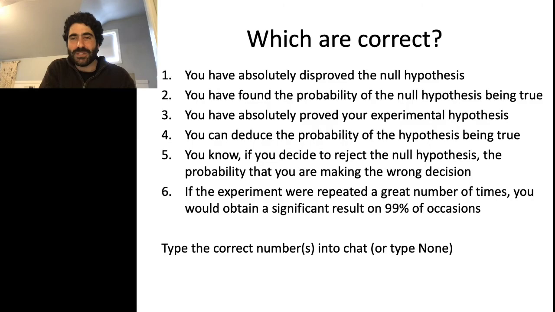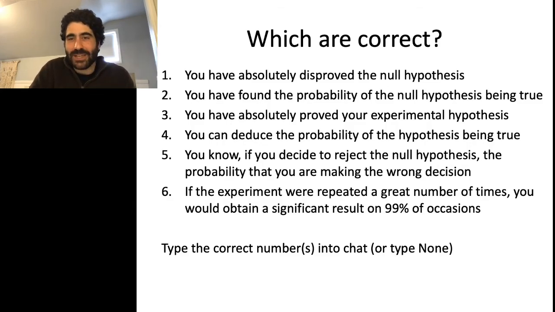A p-value of 0.01 doesn't mean that we're going to get a significant p-value 99% of the time. Right, we basically have to make some assumptions about what the actual curve of effect sizes and so on is here, which we don't know from a single experiment. So the correct answer here is actually none.